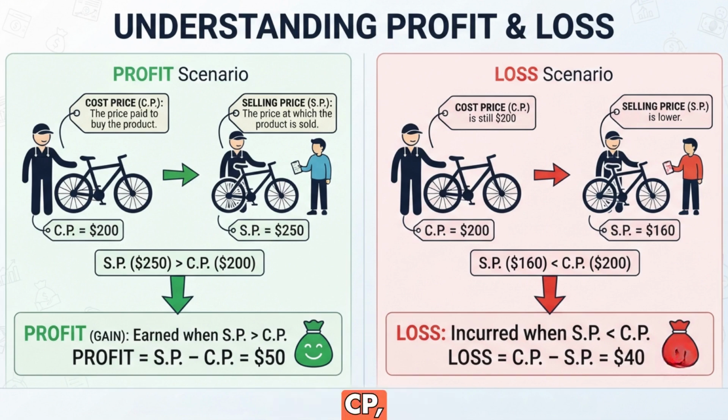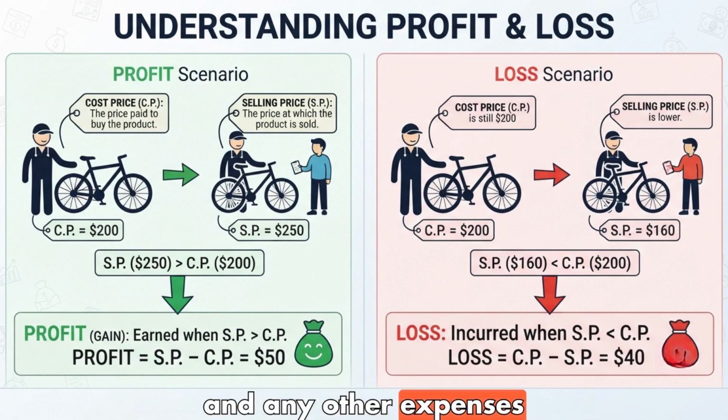1. Cost price, CP. The cost price, CP, is the total amount of money paid to acquire a product or service. This includes the purchase price, transportation costs, and any other expenses incurred to make the product ready for sale.